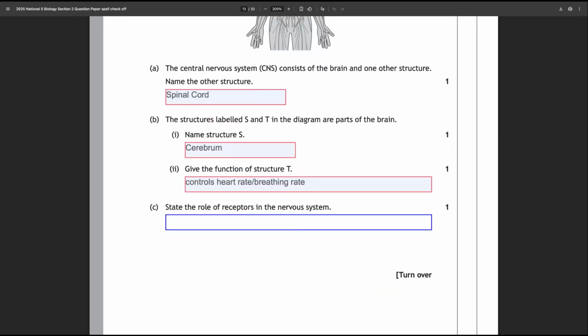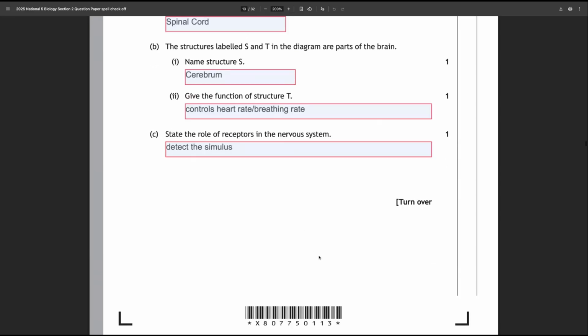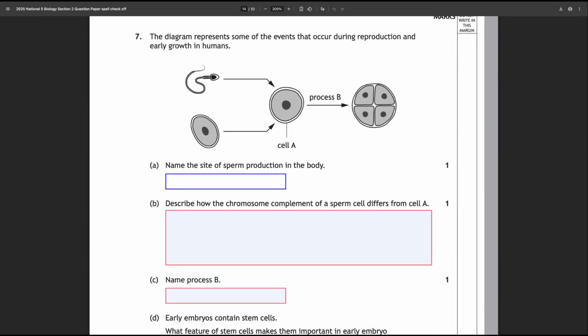Part C, state the role of the receptors in the nervous system. So our receptors detect the stimulus. Okay, so the stimulus is like the sensory input. So for example, a stimulus can be a light or a sound or a movement or a change in temperature or something similar. Okay, any one of those would count as a stimulus, but the job of the receptor is to detect the stimulus. Okay, on to question 7.